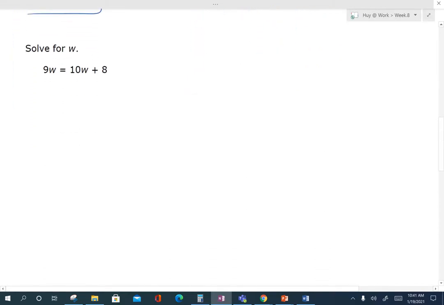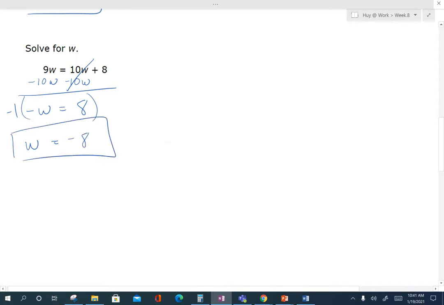All right, this next one just has the variables on two sides. Let's move all the variables to the same side. So let's subtract 10w here. 9w minus 10w is now negative 1w equals a positive 8. I'm going to multiply all of this by -1 so that we can get a positive w. And then -1 times 8 is a -8.